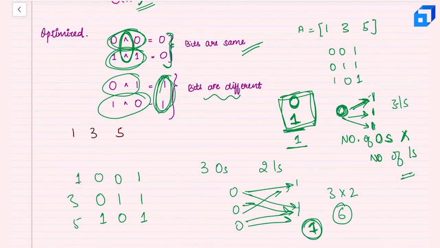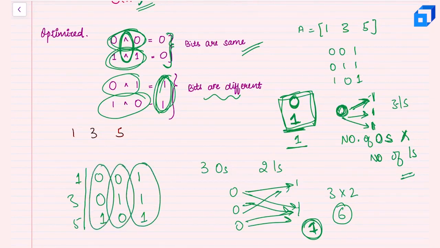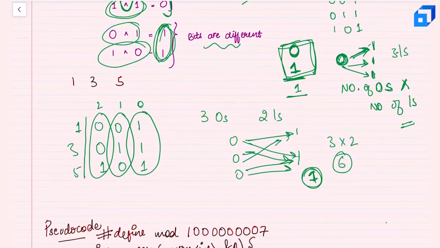I can simply go to every bit position, and I can count the number of ones and the number of zeros. Then I can simply multiply them up, because each of those pairs will be contributing one to the answer. So I have this ith bit as 0, 1, 2. So let's see with the example.